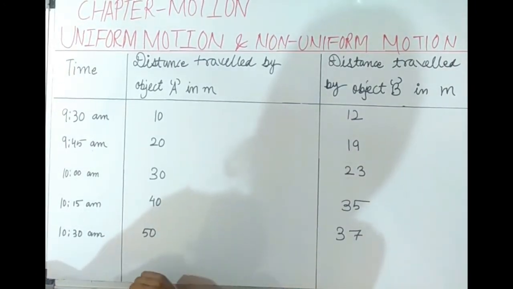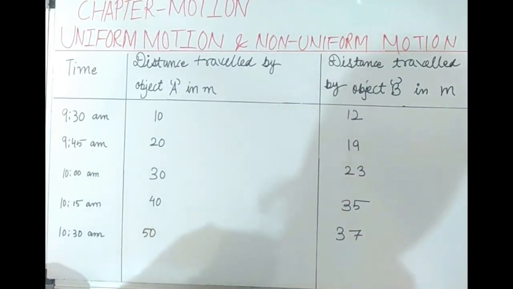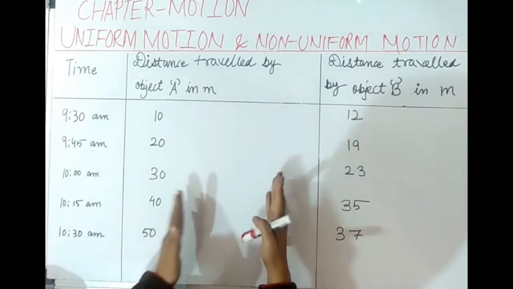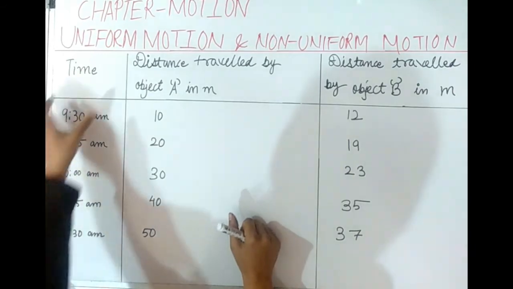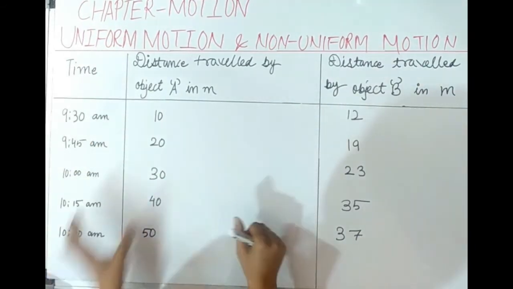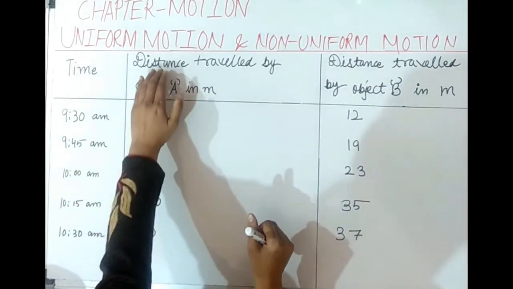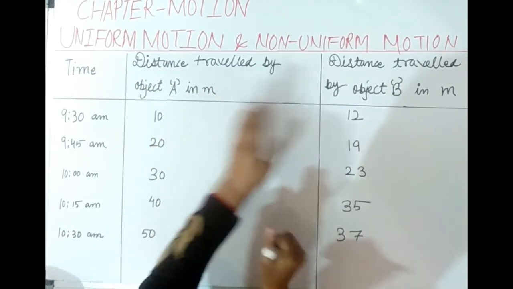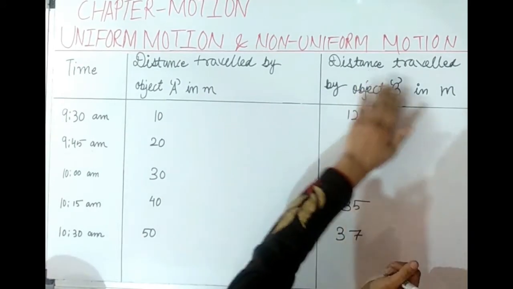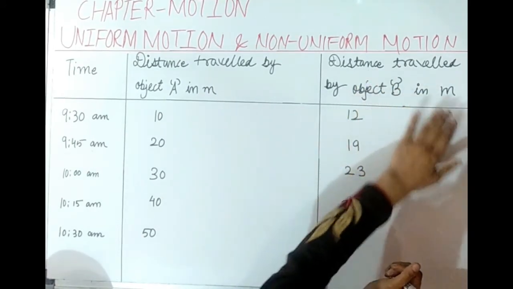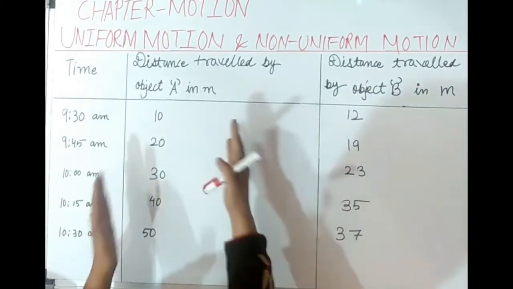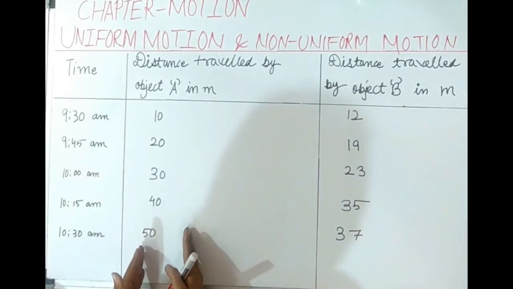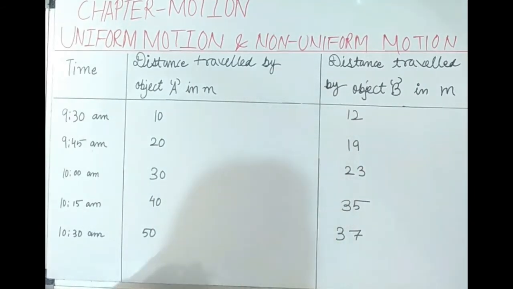Let's understand the concept of uniform and non-uniform motion with the help of this table. This table is given in the NCERT book. Here in this column I have taken time. In this column we have taken distance traveled by object A in meters. In this column we have taken distance traveled by object B in meters. There are two objects, object A and object B. These are their distances covered in meters.